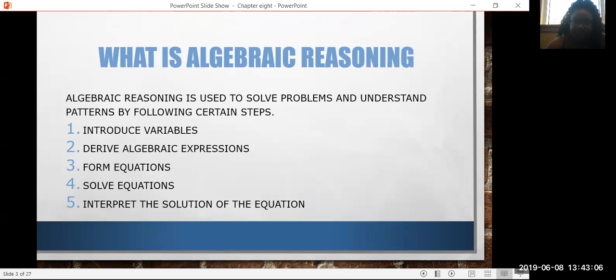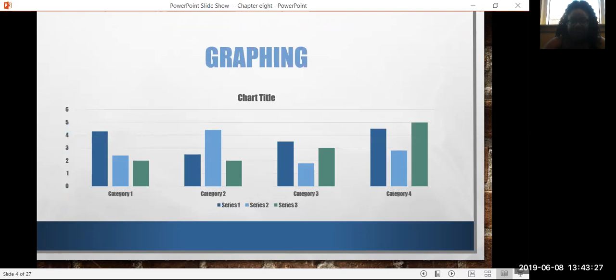So, what is algebraic reasoning? Algebraic reasoning is used to solve problems and understand patterns by following certain steps. These steps include introducing variables, deriving algebraic expressions, forming equations, solving those equations, and interpreting the solution of the equation. Another thing that you do in algebra is graphing.